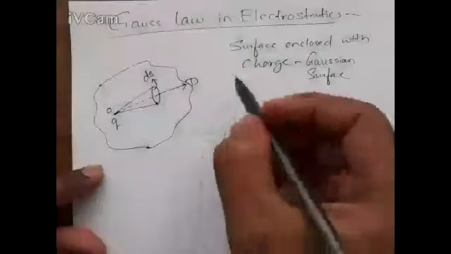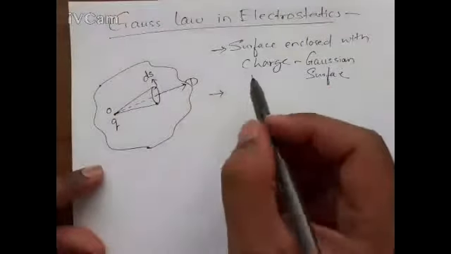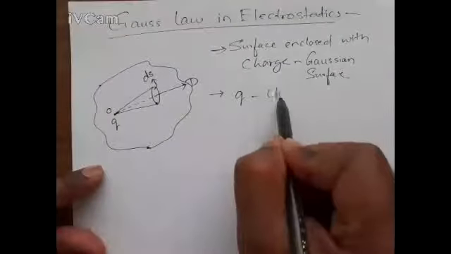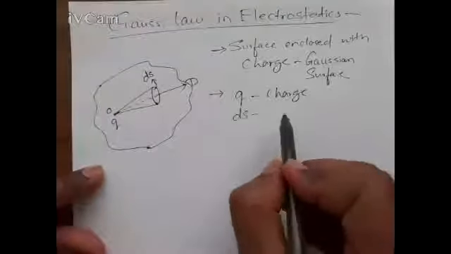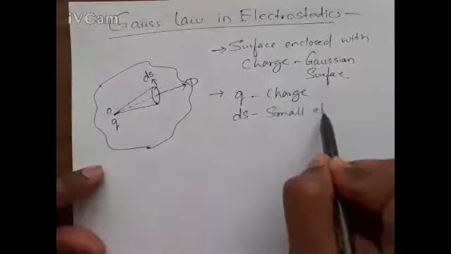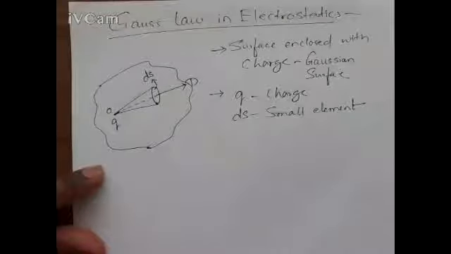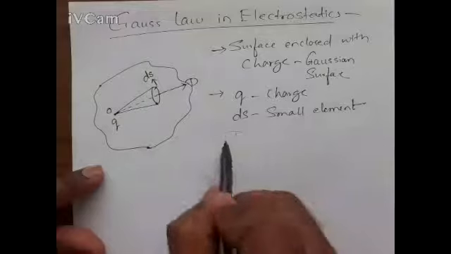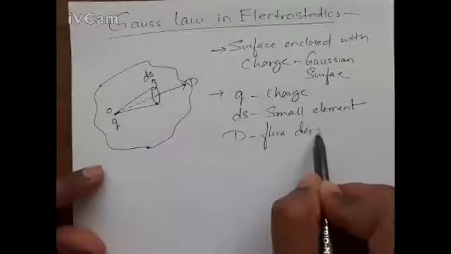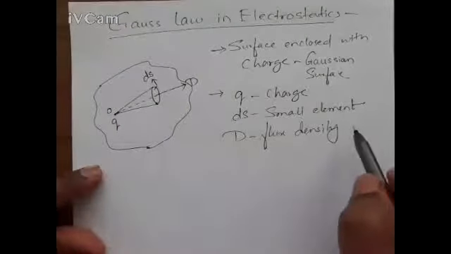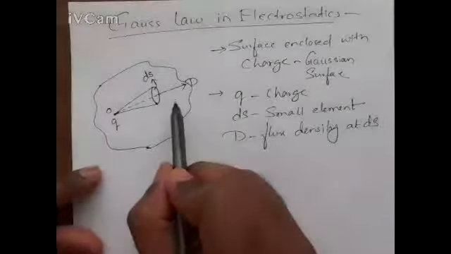So here, what all things have we considered? The Gaussian surface we have considered. Secondly, the charge q, which is a point charge. And ds is a small surface element. And D is the electric flux density, which is passing through ds. This much flux is going out.